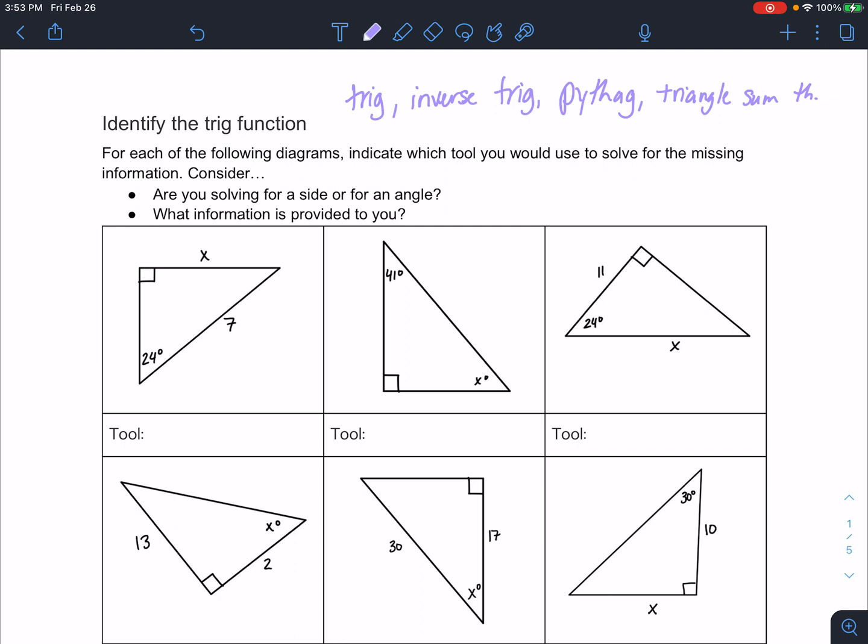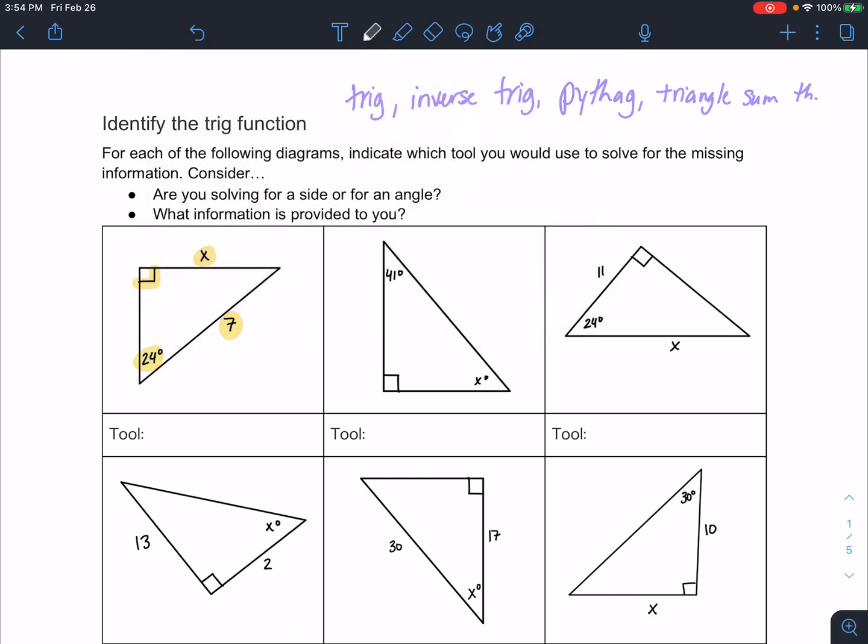So I'm going to think about what's given to me in the problem, what it is that I'm trying to solve for, and I'm going to work from there. For each problem, I'm going to start by highlighting what's given to me. So I know 24 degrees, I know x, I know 7, and I know that I have a right angle. Those are the 4 pieces of information that are given to me.